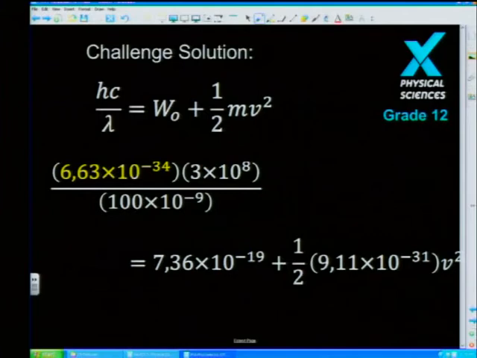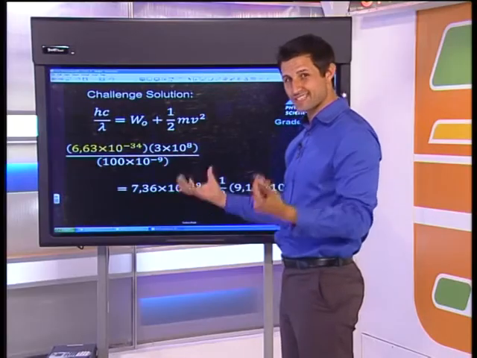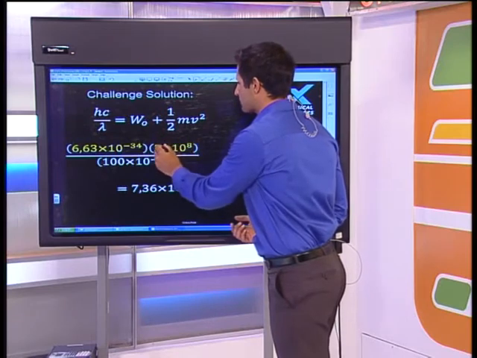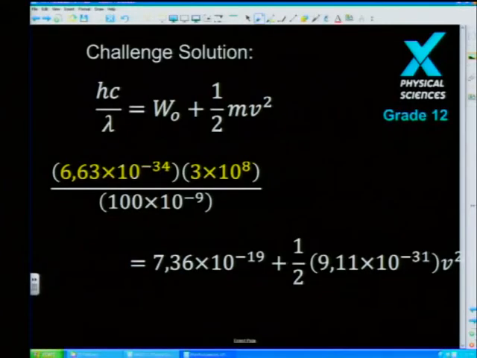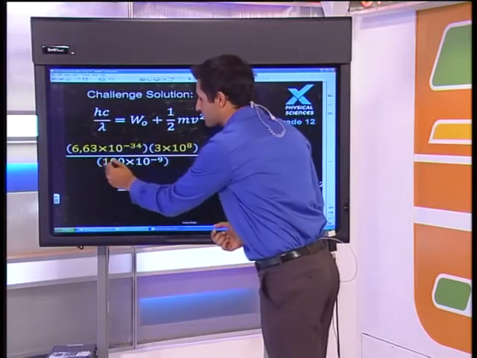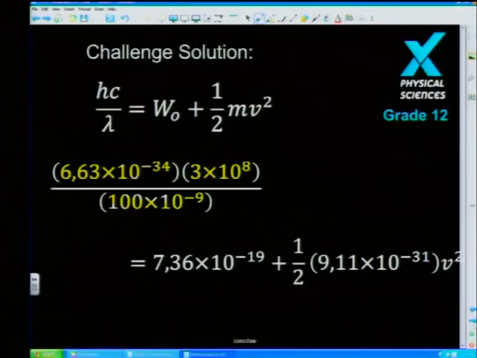Now, what I'm going to do is substitute in the speed of light, which is c, so 3 times 10 to the 8. Here's our wavelength. A lot of people don't know to do this. 100 nanometers. If I take 100 nanometers and put it in there, it's going to give us 100 times 10 to the negative 9. Nano means times 10 to the negative 9. And that's something a lot of people don't actually know yet.